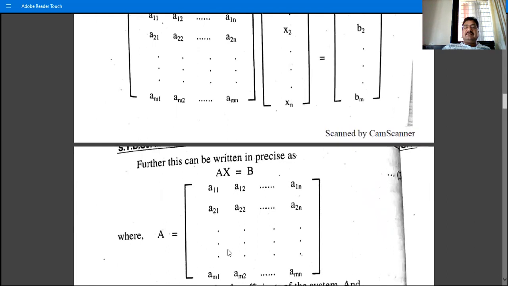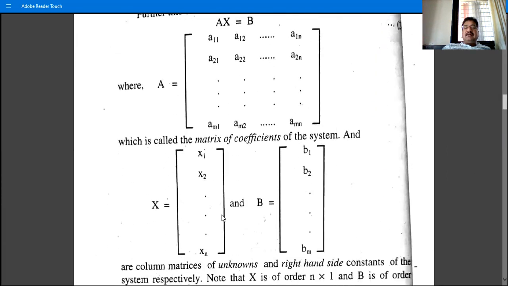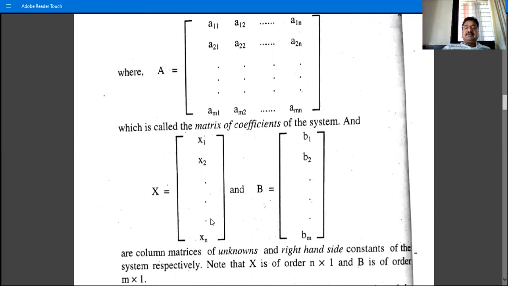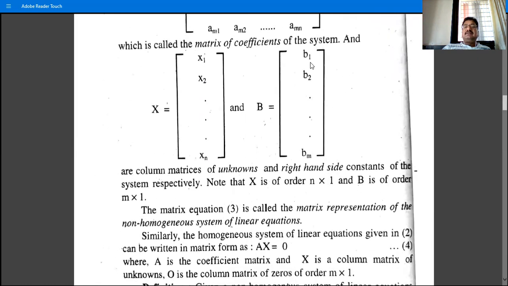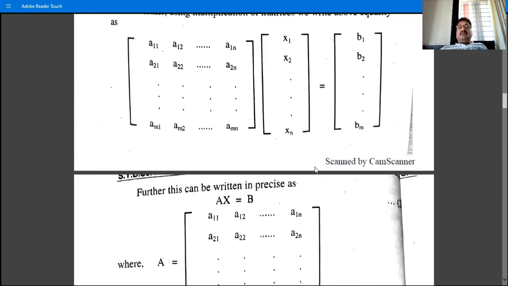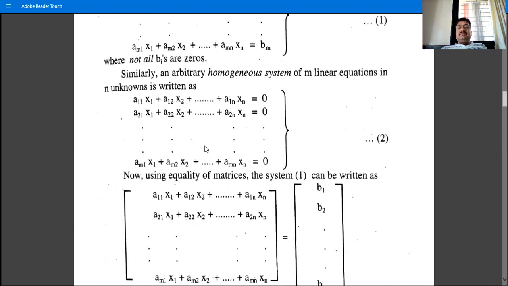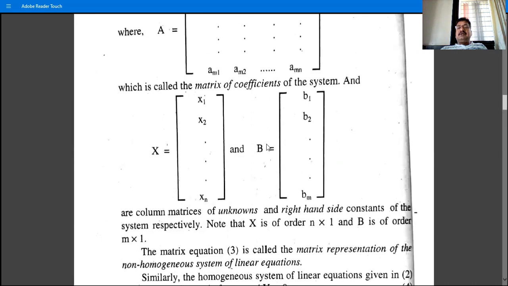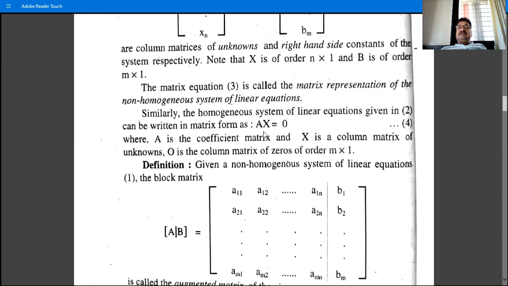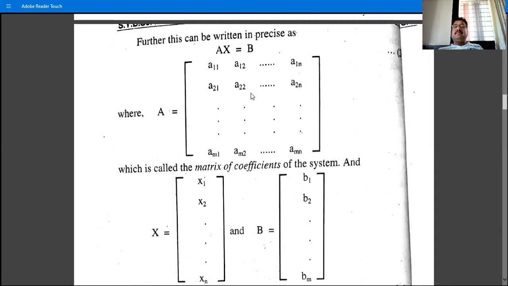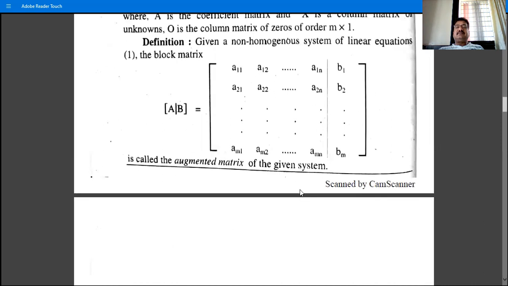So what is A? A is this. It's called the coefficient matrix. Then X is what? This column matrix X1, X2, Xn is called the matrix of unknowns, and B1, B2, Bm is the matrix of constants. So we can write the system, homogeneous or non-homogeneous, in matrix form. Obviously, if the system is homogeneous, then this matrix of constants B is the column matrix 0, 0, 0. So AX equals 0 is the matrix form of the homogeneous system, and AX equals B is the matrix form of the non-homogeneous system.